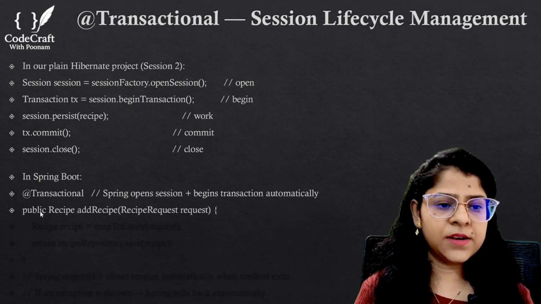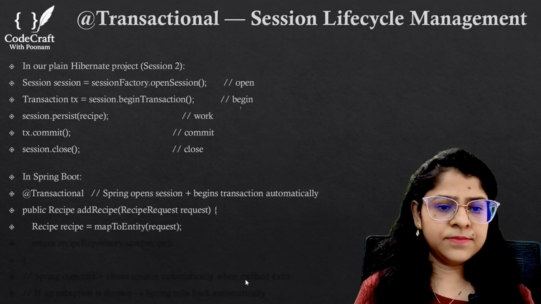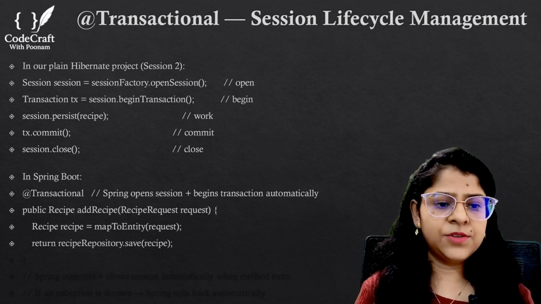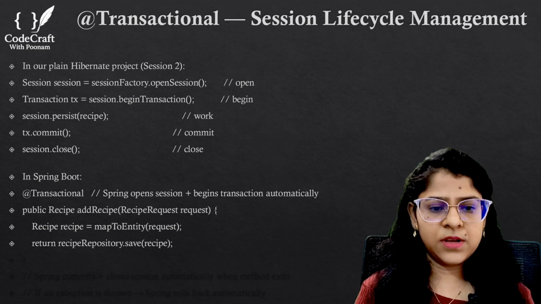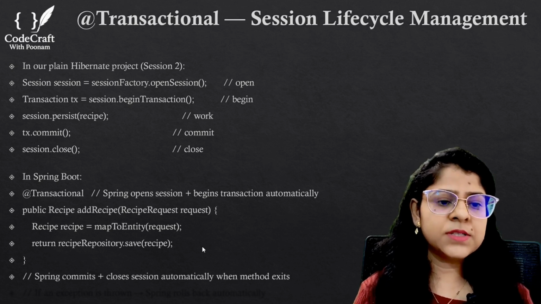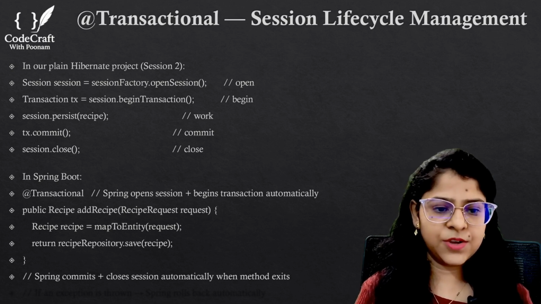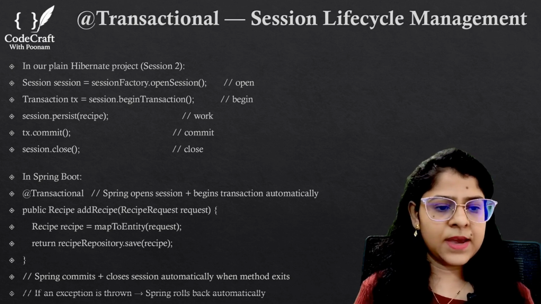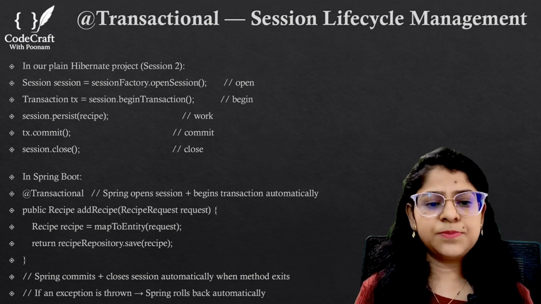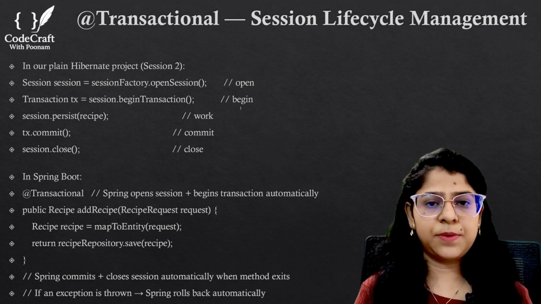And then directly you write your method, that is public Recipe addRecipe. And then map to entity, and then you return recipeRepository.save with your recipe, right? Here Spring commits and closes the session automatically when the method exits. You don't need to manually commit and close. And if an exception is thrown, then Spring rolls back automatically. So you can see the difference between plain Hibernate and Spring Boot.